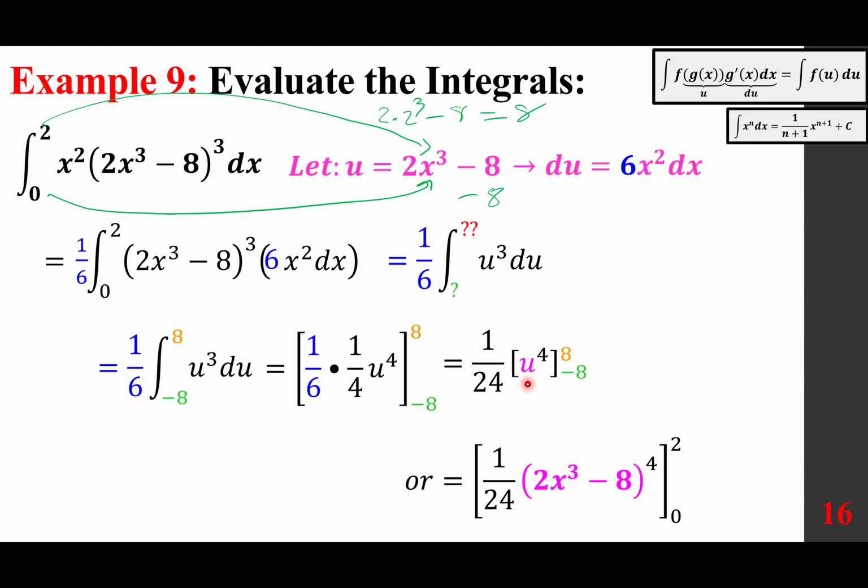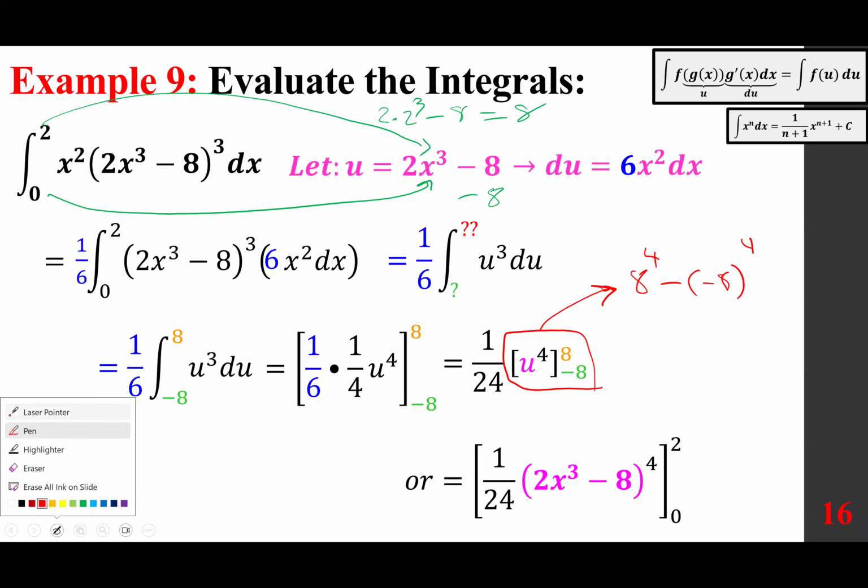In fact, let me quickly show you. So we get, for this part, of course, 1 over 24 remains. For this part, we get 8 to the power of 4 minus negative 8 to the power of 4. Because the exponent is even here, minus 8 to the power of 4 is the same as 8 to the power of 4. They cancel each other and we get 0.